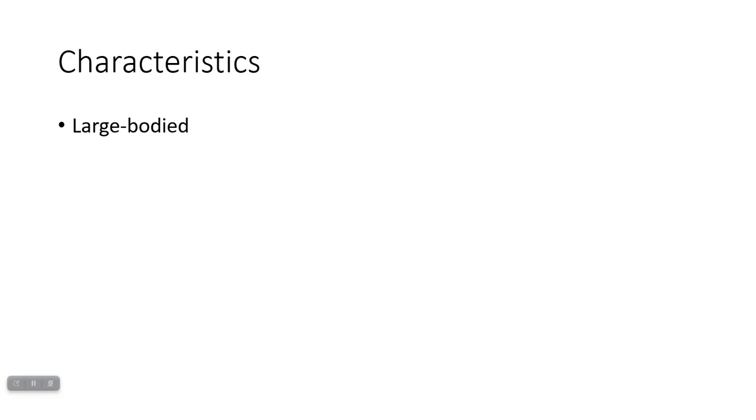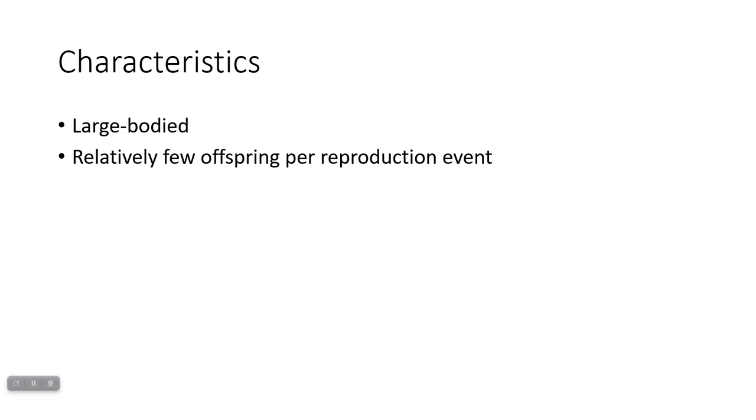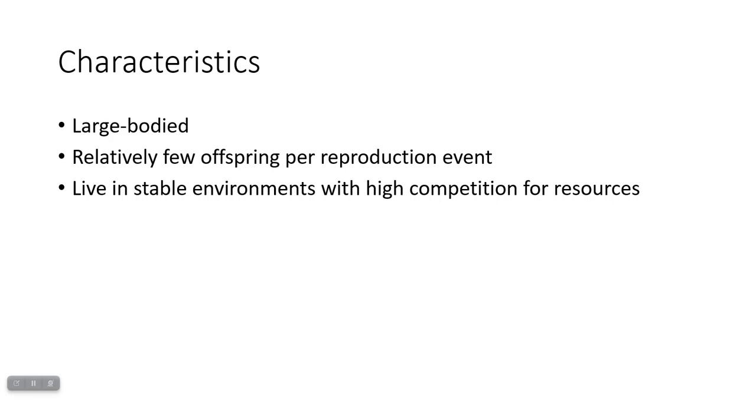K selected species tend to be larger bodied, and they'll have fewer offspring per reproduction event. And when I say fewer, you may think, oh, maybe one offspring at a time. But no, even some organisms that have two, three, five, 10 offspring at a time can be considered K strategists, especially if they meet some of these other characteristics. They tend to live in stable environments where there's a lot of competition for resources. And so a lot of K strategists may be specialists, but that's not a hard and fast rule. So don't think, oh, if it's a K strategist, it has to be a specialist. That's not necessarily the case.